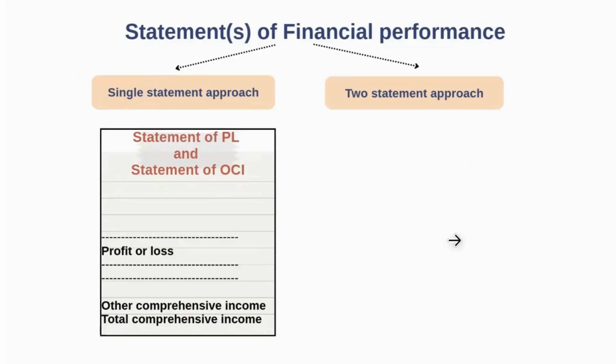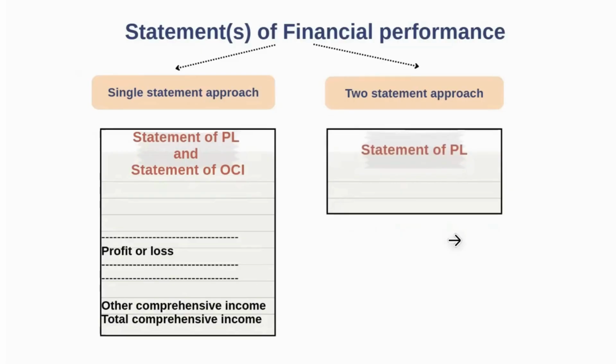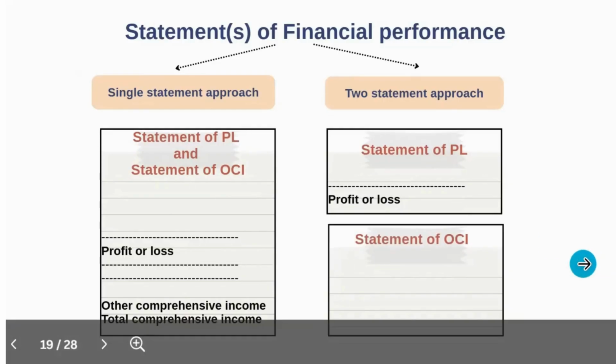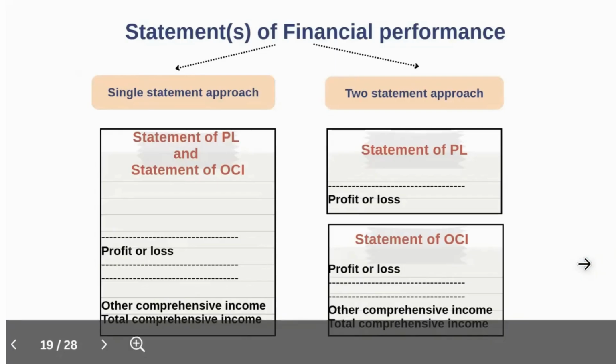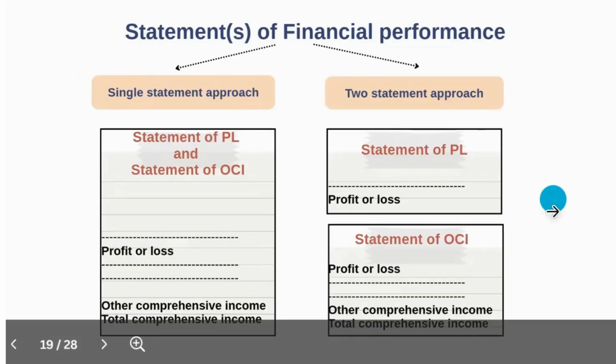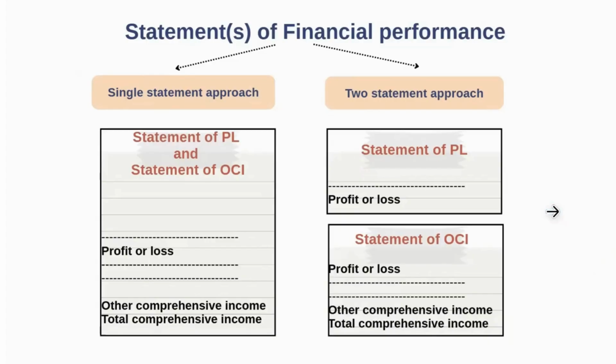If we use the two-statement approach, then we separately show the statement of profit or loss. So we have as a result profit or loss, and then a separate statement of other comprehensive income. Here we start with profit or loss and then state other comprehensive income and show total comprehensive income. So whichever approach is used by the company, they should just follow these rules. Any company is allowed to use either approach, whichever they think gives a better presentation.